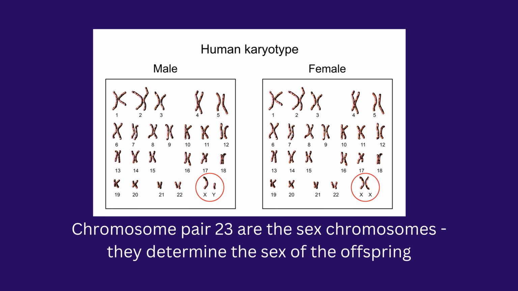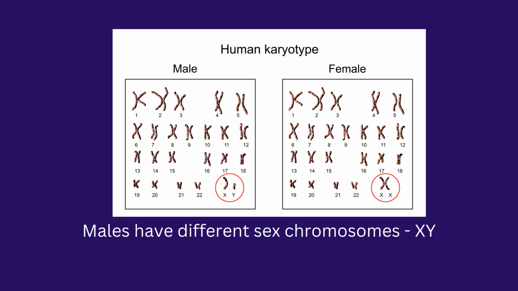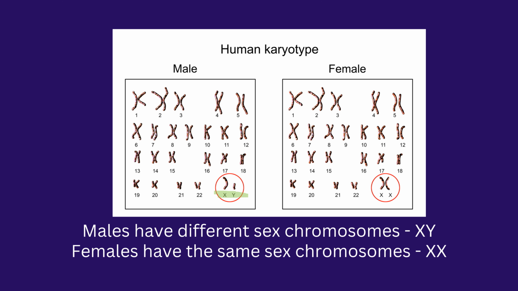Chromosome pair 23. Look at the karyotype, everybody. Chromosome pair 23 are the sex chromosomes, and they determine the sex of offspring, so whether you have a male or a female child. Males have different sex chromosomes. Look at this point, everybody. Those are the sex chromosomes, X and Y for males, while females have the same sex chromosomes, X and X.